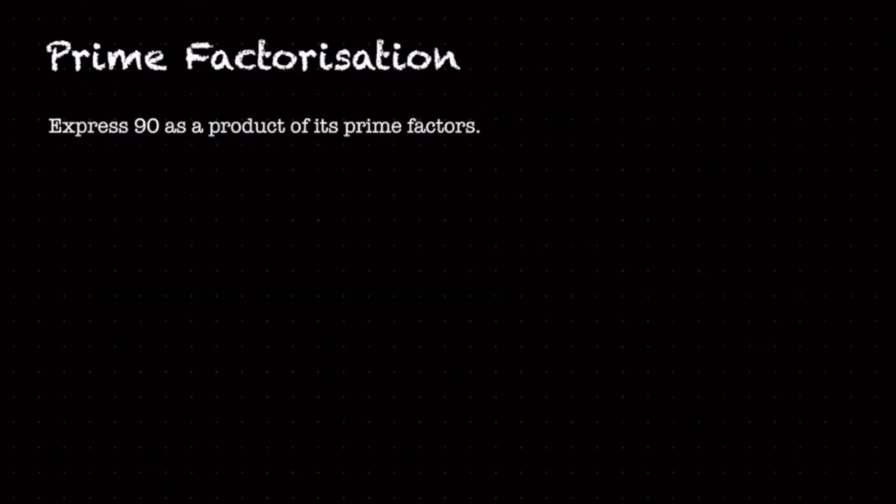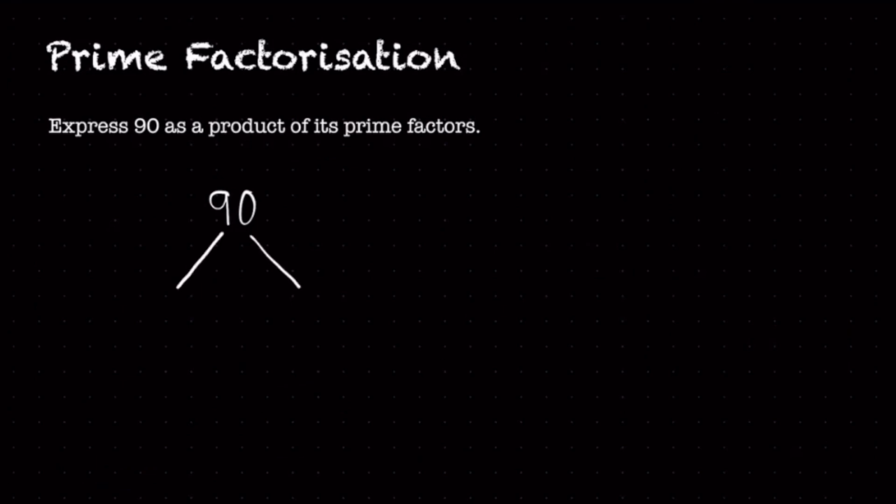I have a question here, and it's prime factorization. Express 90 as a product of its prime factors. So the first thing to do is that we need to find factors of 90. This is the first method, which I really don't recommend, but I'm going to show you anyway. So 90 is made up of two factors.